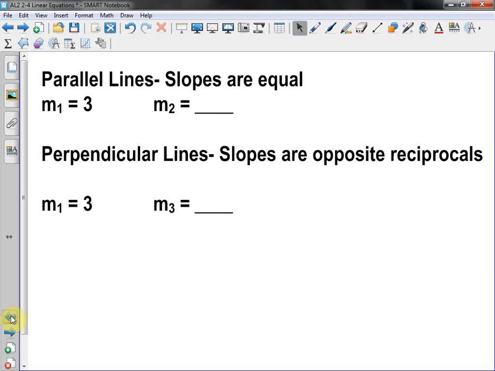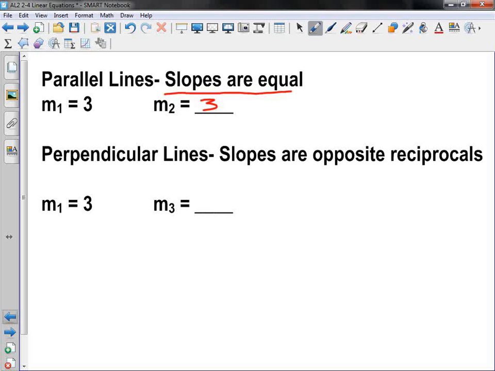In this case, we know parallel lines have equal slopes. Okay? If my slope of line 1 is 3, what's the slope of line 2? 3. Easy. Right? If they're parallel, they have the same slope. All right?